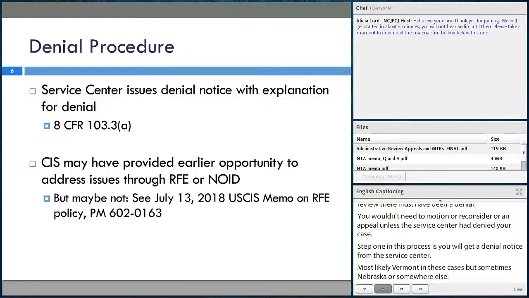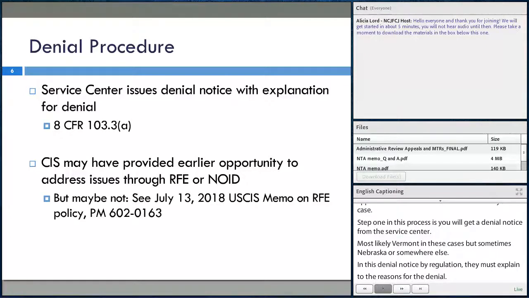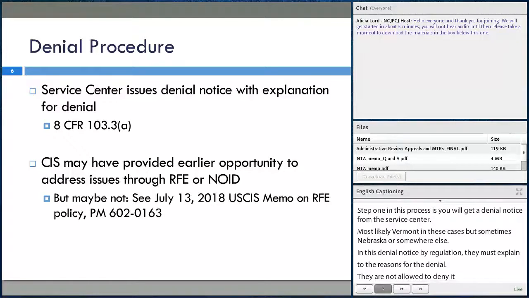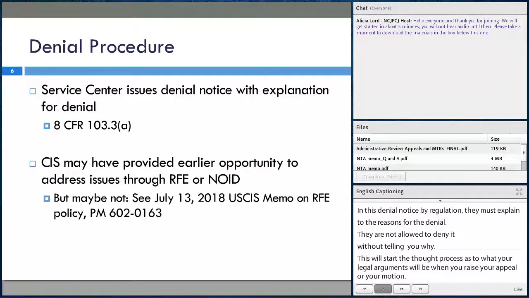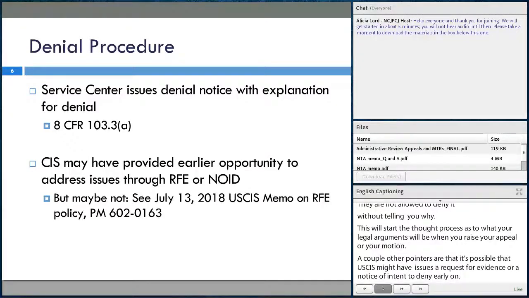And oftentimes, as you read this denial notice, that will start your thought process as to what your legal arguments are going to be to raise in your appeal or your motion. A couple other pointers are that it's possible that USCIS might have issued a request for evidence or a notice of intent to deny earlier on. Oftentimes if they did that, then that probably gave you an inkling of what the reasons for the denial might be. And if they did that, then you would have also had some kind of opportunity to respond to that.